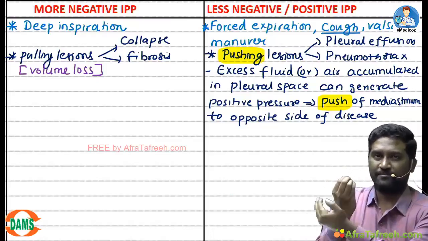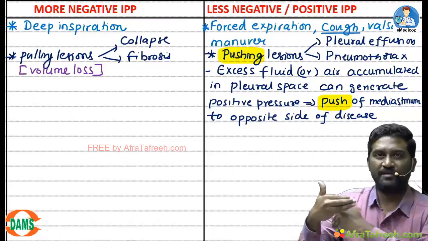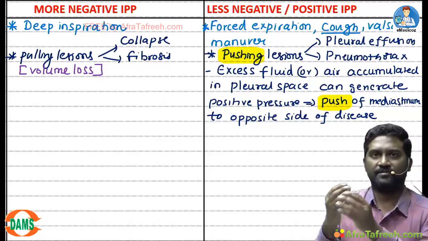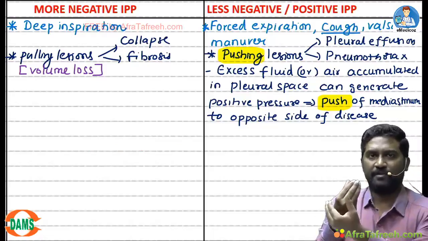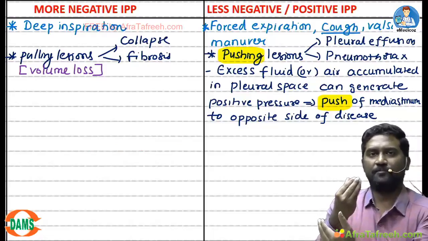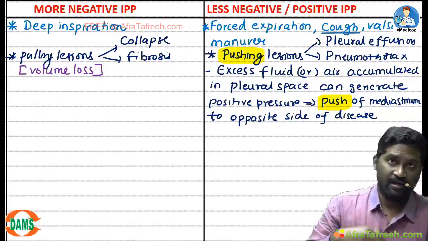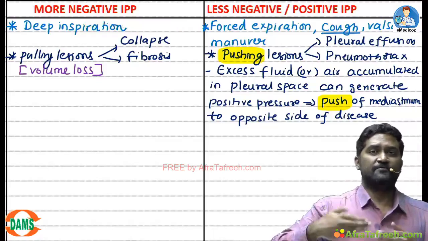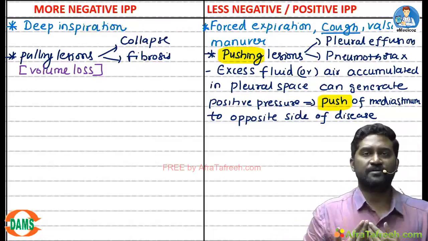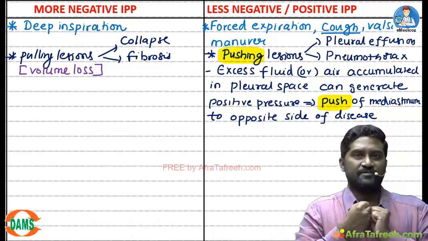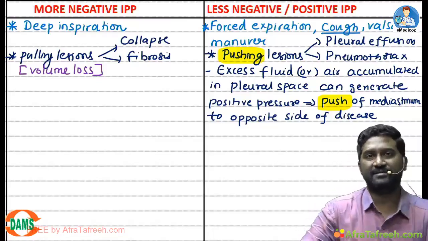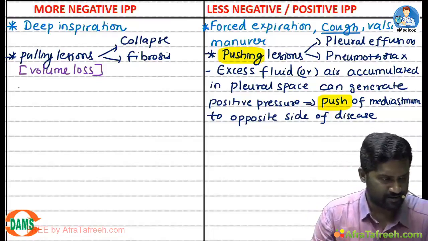So to expand the lung, what should be the pressure applied? It should be more negative. If it is positive pressure, it will compress the lung. To expand the lung, it is going to apply more negative pressure. As days progress, on the affected side, there will be more and more negative pressure. Now this negative pressure will pull the mediastinum to the same side of the disease. So write down the mechanism, you will understand.